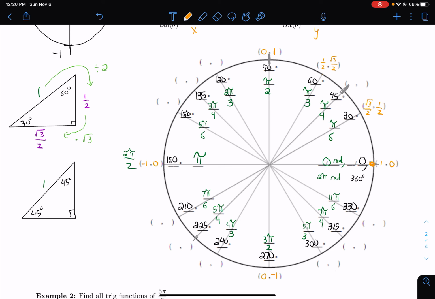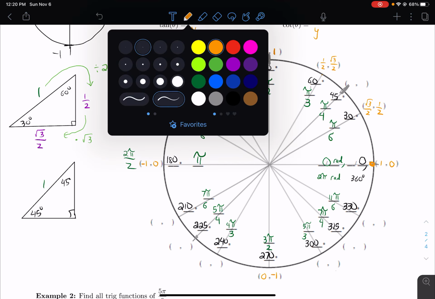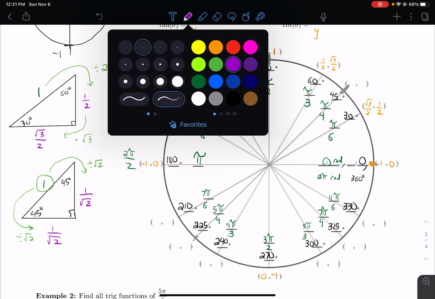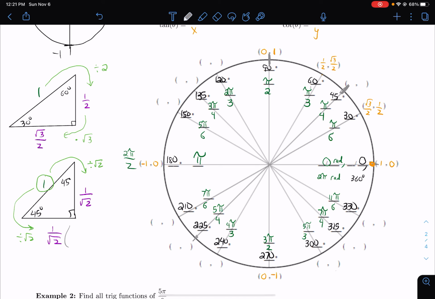For my 45, let's remember our 45, 45, 90 side relationships. If I know the hypotenuse there, we divide that by square root of 2 to get the legs. So that's going to give us 1/square root of 2 for each leg. It's really common in the unit circle to rationalize the denominator though. So if I did that, I would multiply top and bottom by √2.